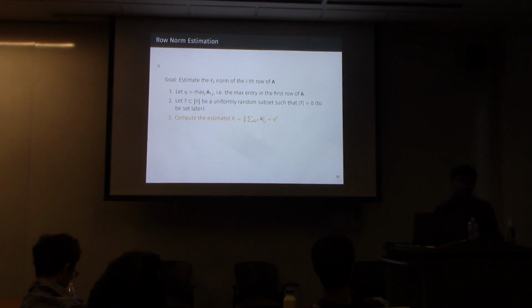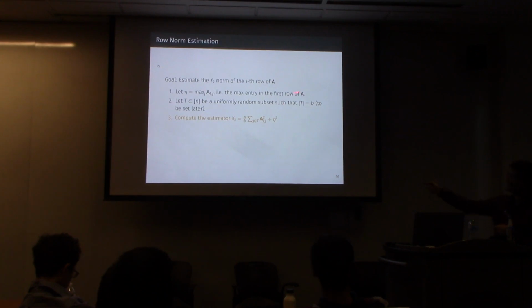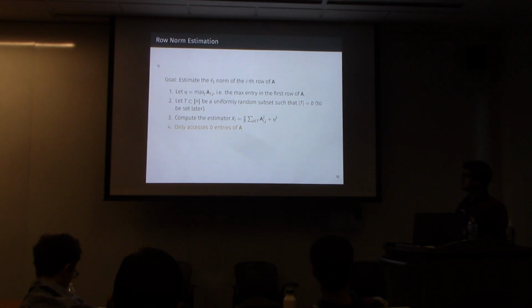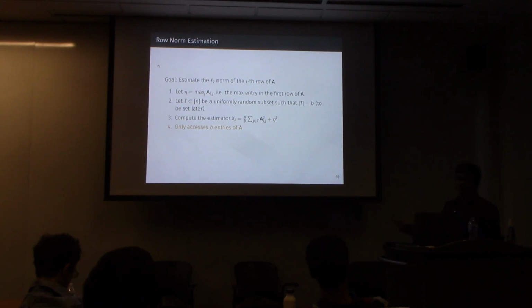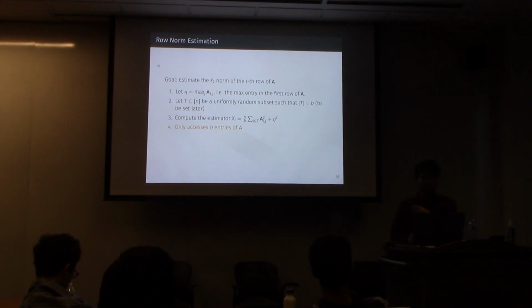It's a different sample for every row, right? Yes. This is how to estimate the ith row. The thing to note here is that we only access b entries of the matrix to estimate the L2 norm of the ith row. We do this for all rows, which gives us n times b accesses to the entire matrix. So you're randomly sampling in every row to estimate the L2 norm, and biasing it by the diameter. The diameter gives you a bound on the variance of this estimator.